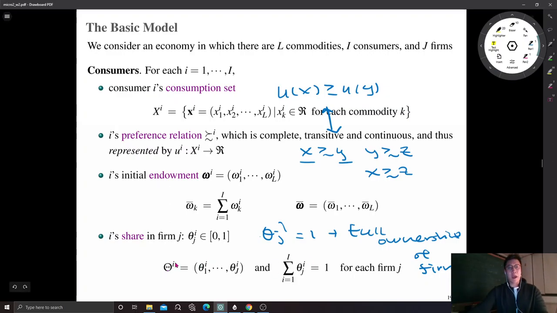Okay, so let me use a superscript for consumer, and I'm going to use a subscript for firm or commodity. All right. So theta i is a J-tuple vector. It stands for consumer i's ownership over J firms. And of course, for each firm, if we add theta over all consumers, then the ownership should be equal to 1. So each firm is owned by I consumers.